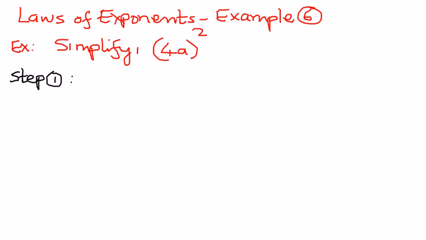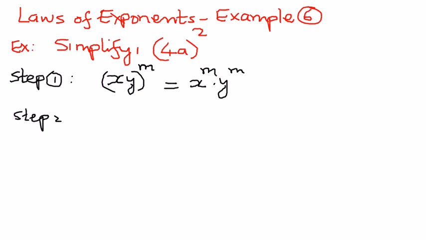Step number 1. We want to recall some of the laws of exponents which look very similar to this problem here. When we have two different terms, x and y, and both of them are raised to some power, let's say m, we can write this as x to the power of m times y to the power of m. Every one of the terms will be raised to that power. We're going to apply this rule to simplify the given problem.